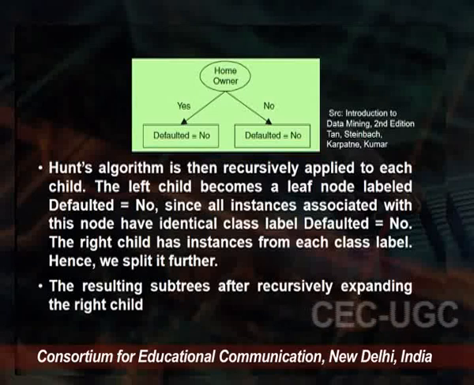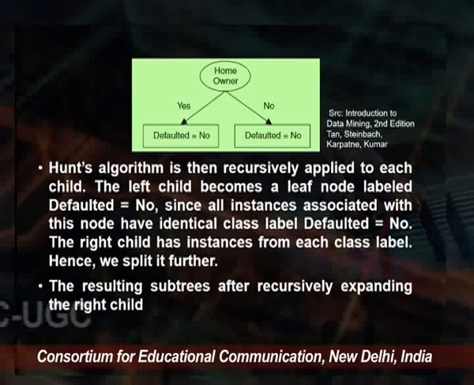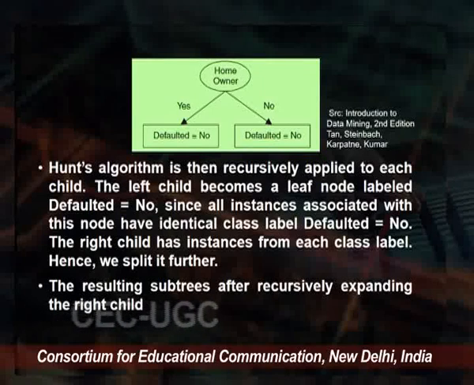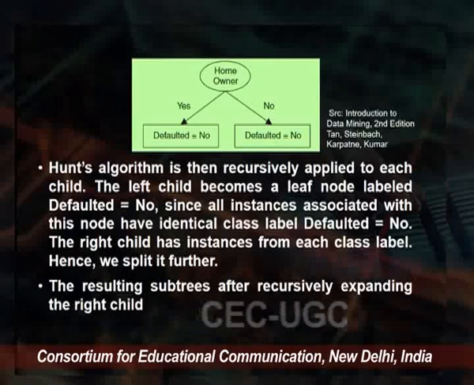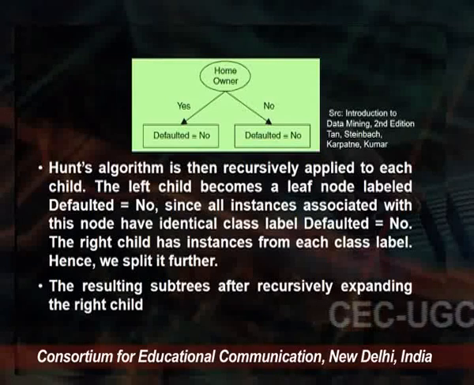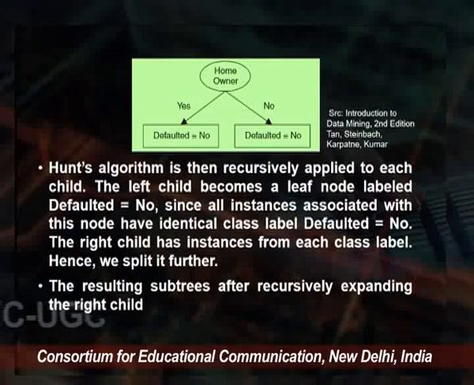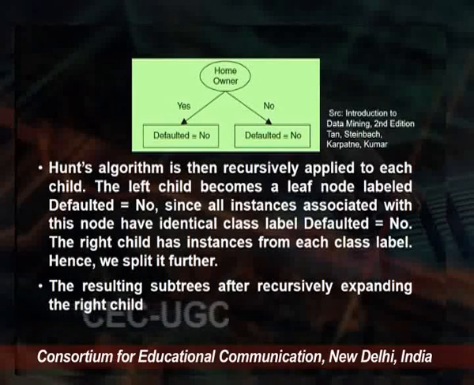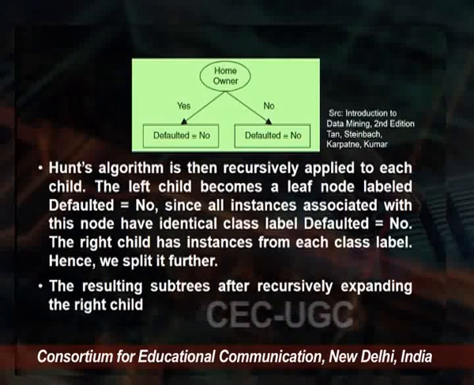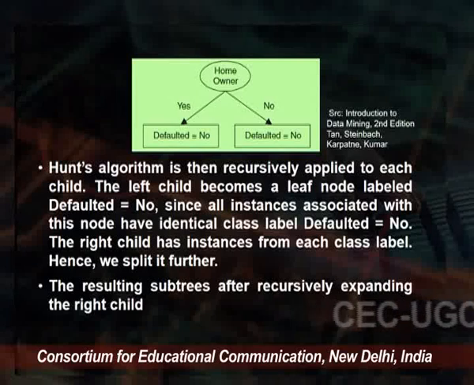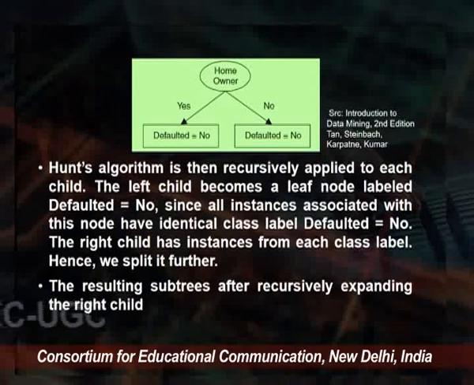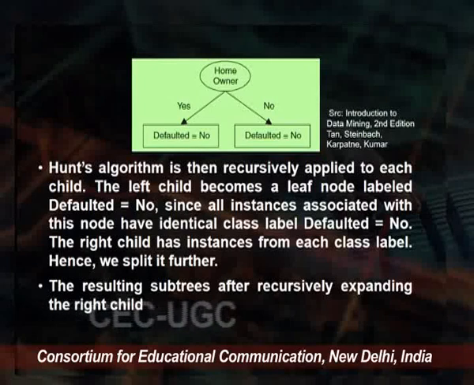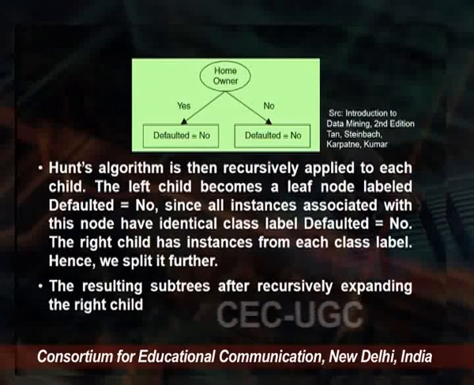The left child becomes a leaf node labeled defaulter is equal to no, since all instances associated with this node have an identical class. The right child has instances from each class label, hence we split it further. So the right side will be split further, and the left side we will leave. The resulting subtrees, what we get after expanding, will be this.